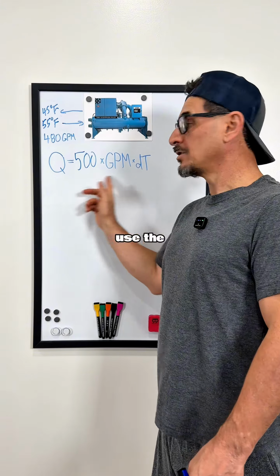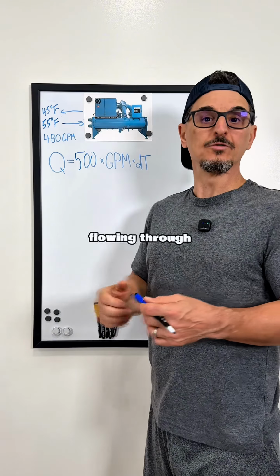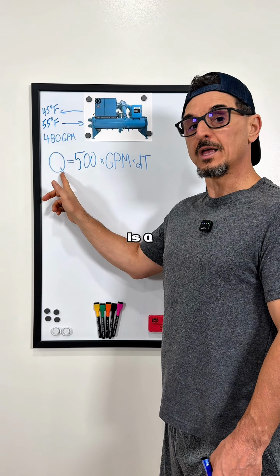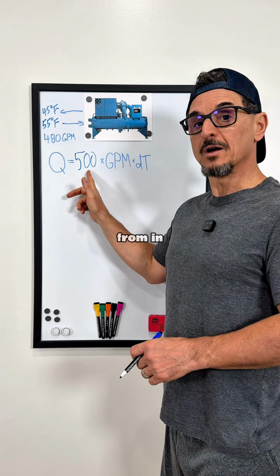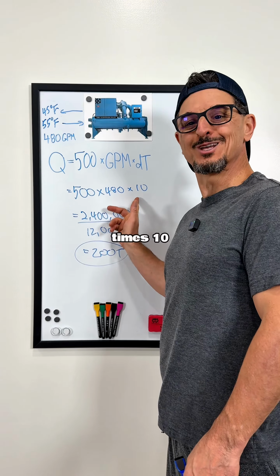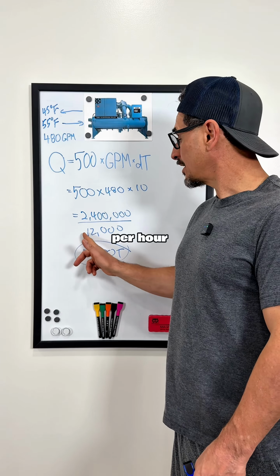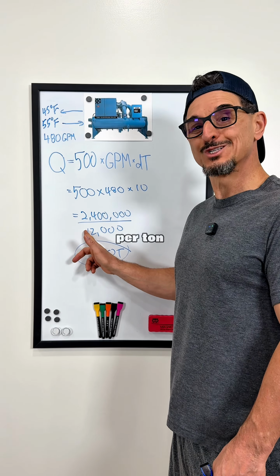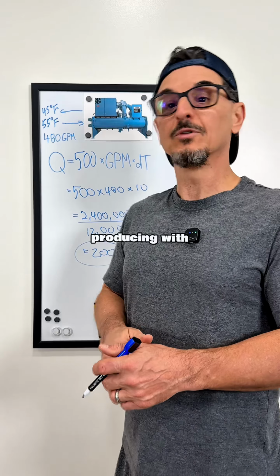So let's use the universal hydronic formula to calculate the tonnage of water flowing through the chiller. So this is Q in BTUs per hour equals 500. We'll talk about where that comes from in a minute. So it equals 500 times 480 GPM times 10 degree delta T equals 2,400,000 BTUs per hour, divided by 12,000 BTUs per ton to get the tons, and that's 200 tons. So that's what this chiller is producing with just water.